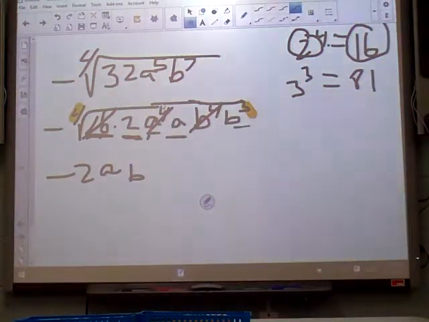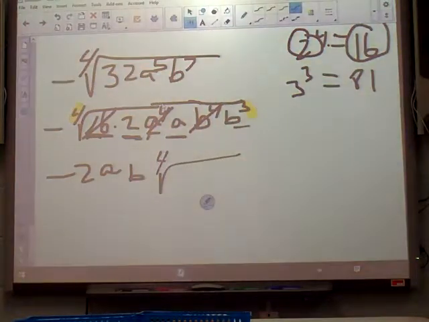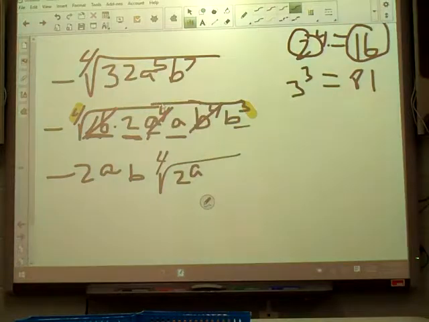So here's all my stuff outside. Oh, I picked the calligraphy pen. Inside, I still have a 2, an a, and a b cubed.